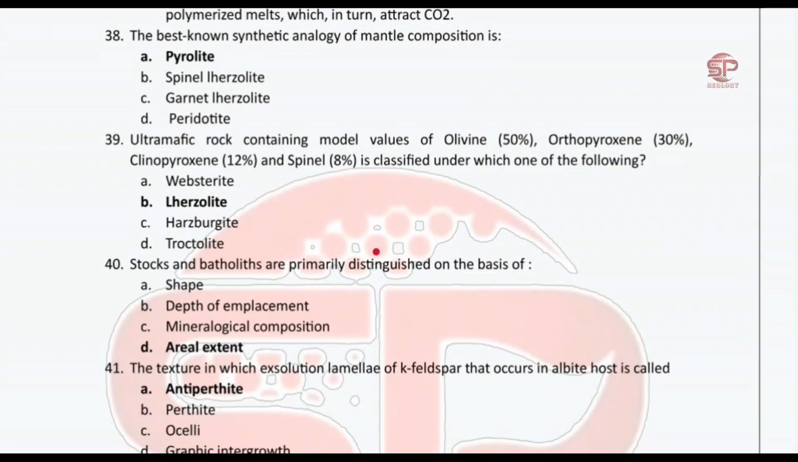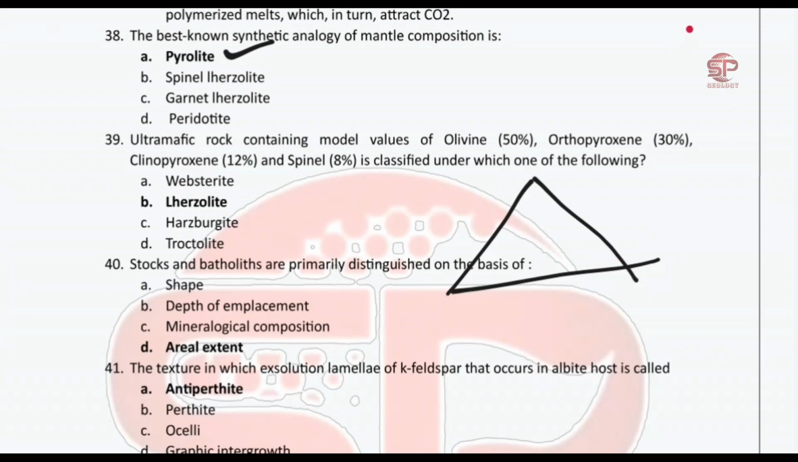Then the best known synthetic analogy of mantle composition is pyrolite, pyroxene plus olivine. Then also ultramafic rocks contain modal values of olivine, orthopyroxene and clinopyroxene. So that is your ultramafic diagram.